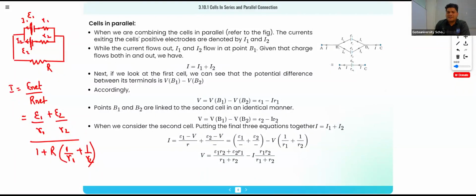E net upon R net is there, but it is connected in parallel. So in place of E net, you will write E1 over r1 plus E2 over r2, upon R net. How will you get this R net? You will check the formula for resistance in parallel and substitute that formula for R net. We have checked the formula: 1 upon R net is equal to 1 upon R1 plus 1 upon R2 plus and so on. From there this formula comes.